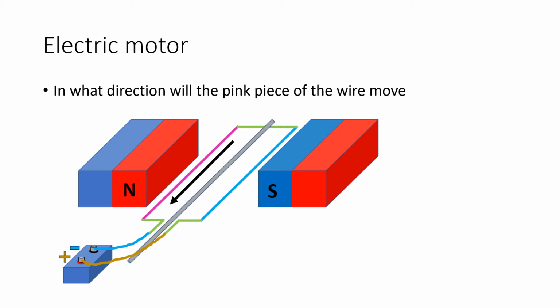If we look at the pink line, again, use your left-hand rule. The current is coming towards us. We've got a magnetic field going from north to south, so it's in the same direction. This time, what we should find is that our motion is going upwards.